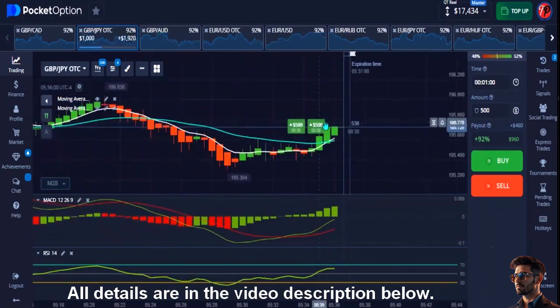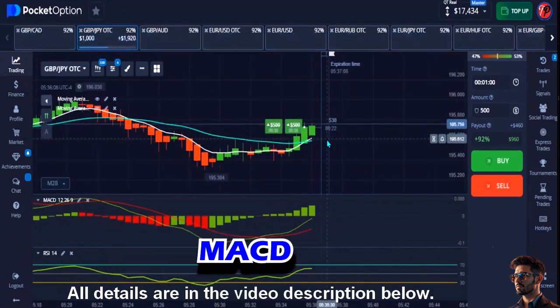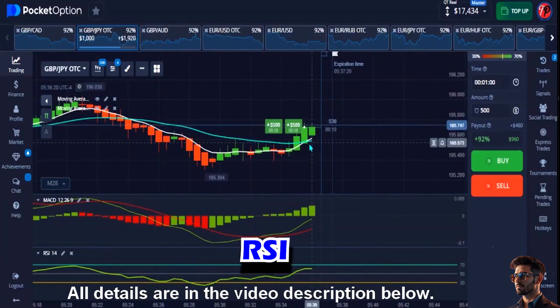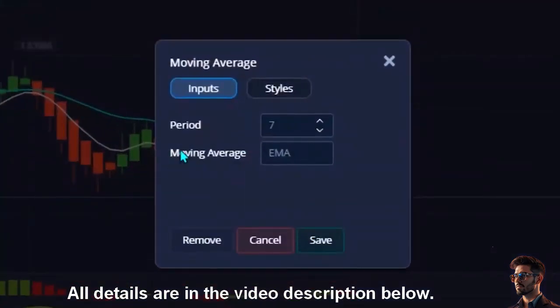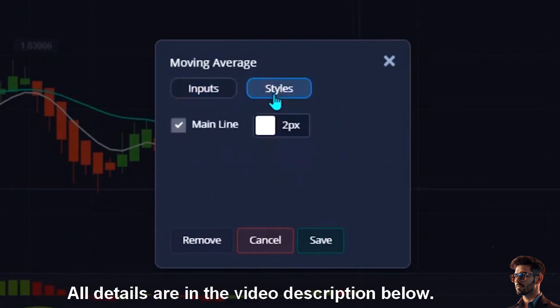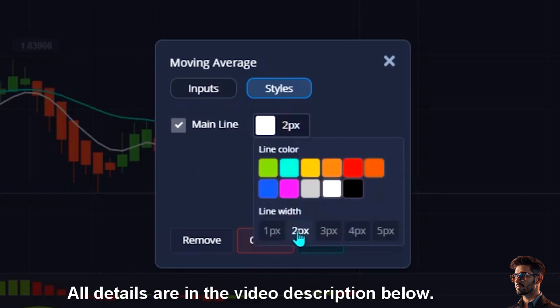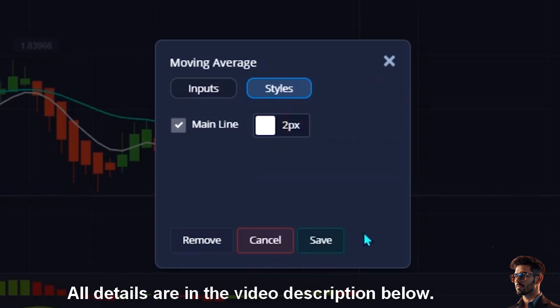So over here we're making use of two moving averages, one MACD and one RSI, and this is the setup of my first moving average. On the period right here I make use of 7. The moving average is EMA. On the color over here I use a white color, and of course I take my line to be on 2 pixels. So that's pretty much all you have to do. When you're done, you hit save.